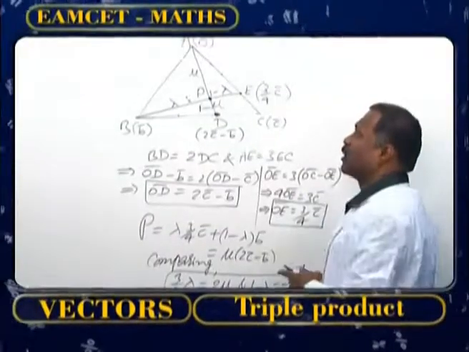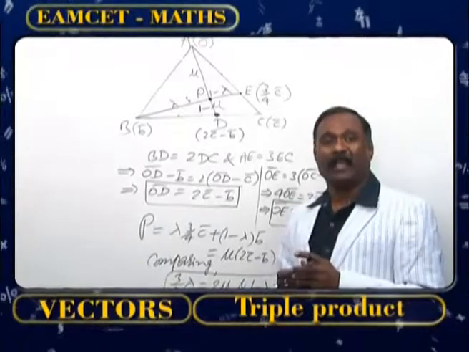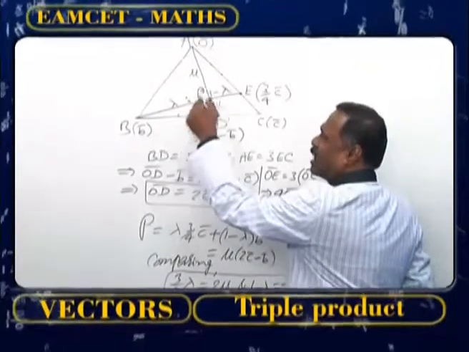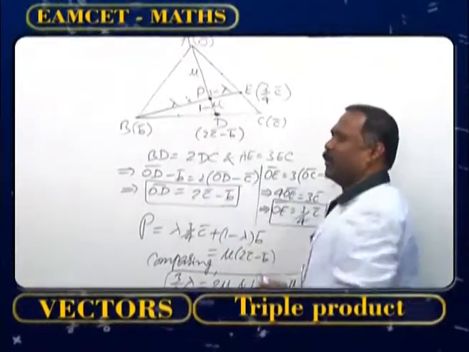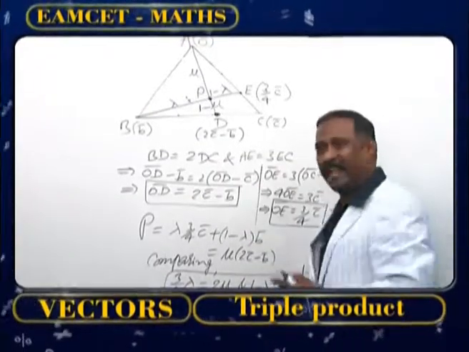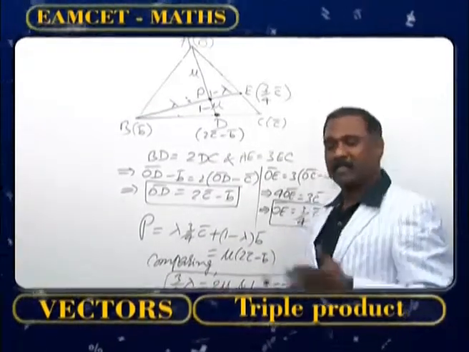So this is the technique I want to discuss in this problem: take the ratio as lambda is to 1 minus lambda, mu is to 1 minus mu. That will make the problem easy for you to solve. Okay, let's go to the next one.